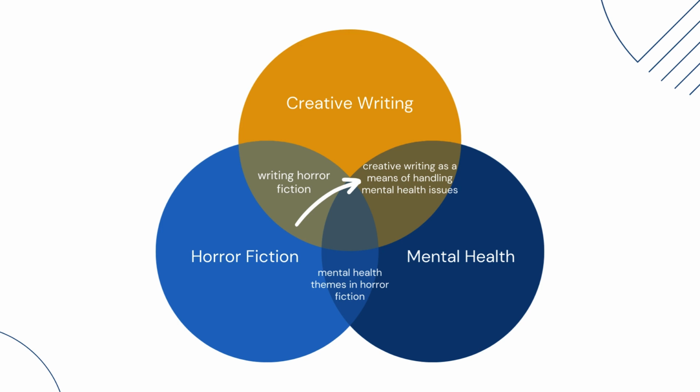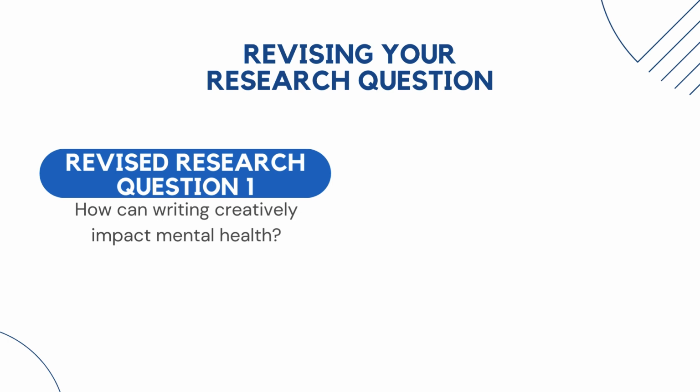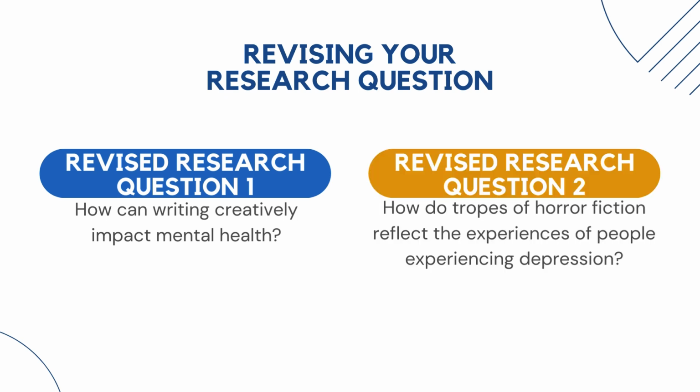All of these are broader topics that you could most likely find existing research on. So you can shift your research topic to one of these broader questions. So an example of this would be maybe shifting your revised research question to how can writing creatively impact mental health? Or if you want to keep that horror piece in, you could ask, how do tropes of horror fiction reflect the experiences of people dealing with depression?